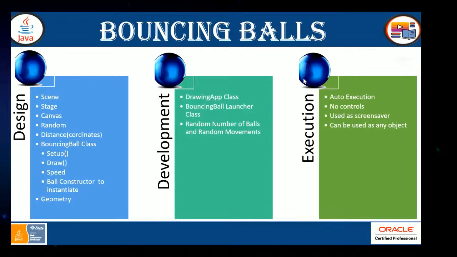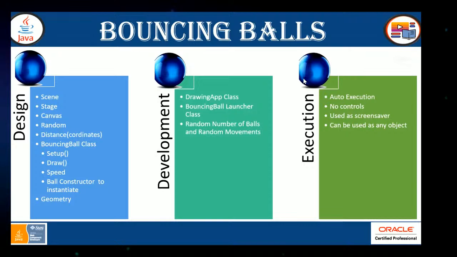Now Random helps you to make any number of objects which are moving. That is called Random, which is included in your Java util package. All you need to do is include that package and use the Random class object, and that class object will help you to create a random number of balls which are moving randomly.